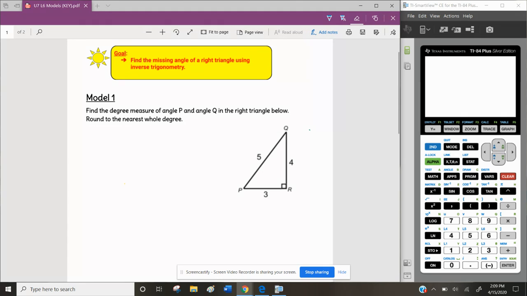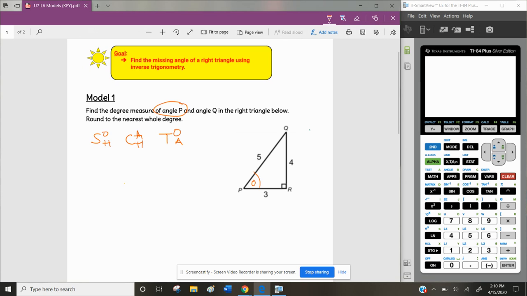So find the degree measure of angle P and angle Q in the right triangle below, round both to the nearest whole degree. So we'll focus on angle P first. I have all the sides of this right triangle, so in order to find the angles, I would have to use some kind of sine, cosine, or tangent. So I'm going to write my acronym SOHCAHTOA. All right, so I'm going to use angle P.